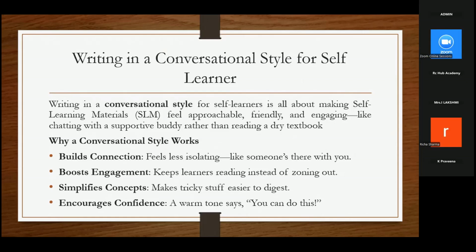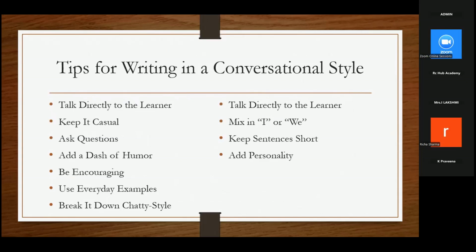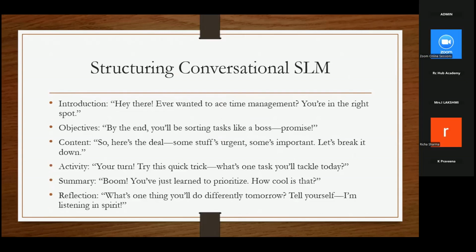So you should avoid that, in such a way that we make a connection, boost engagement, simplify the concepts and encourage confidence. So this is the style work here. And tips for writing in a conversational style. These are the words I can use: talking directly to the learners, casual words, a dash of humor, encouraging words like that. And these are the structural parts: conversational introduction, objectives, content, activity, summary, and reflection. So this is the thing.